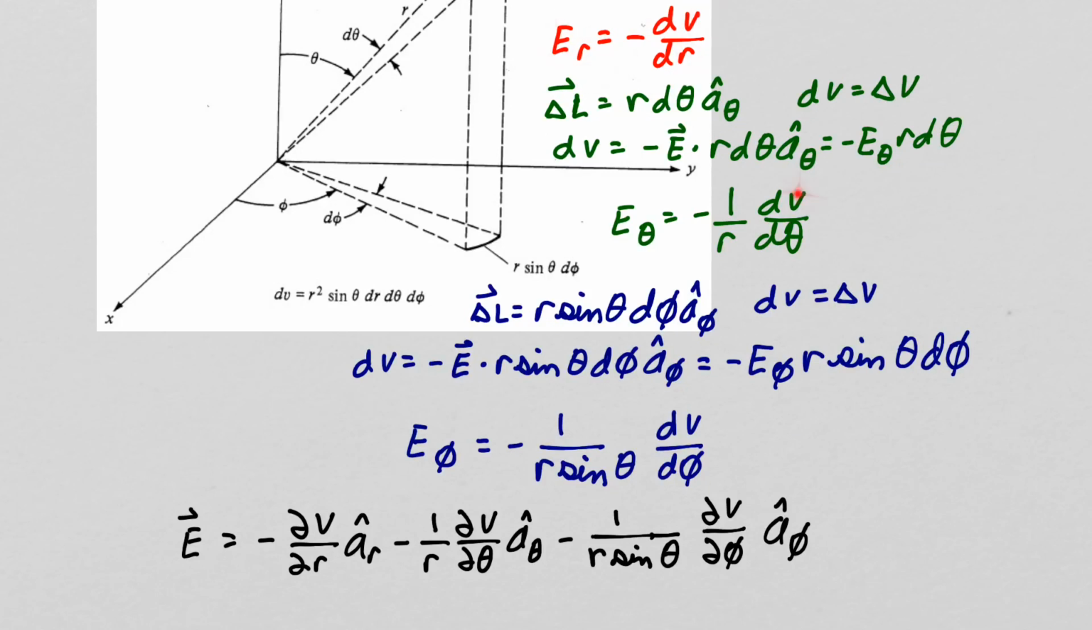So now that we have the three components, we can write the equation for finding the electric field intensity from the potential field in spherical coordinates.